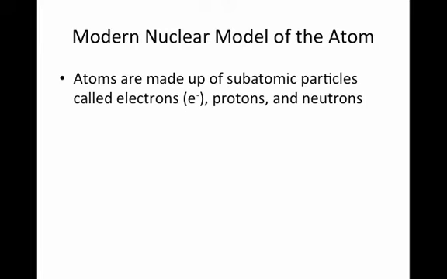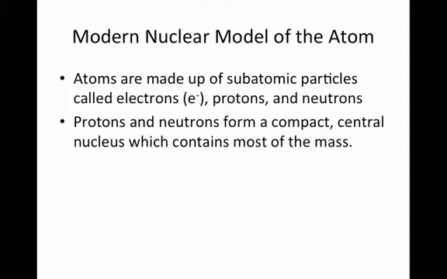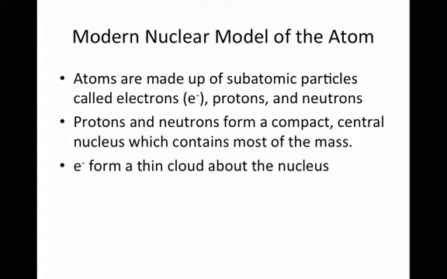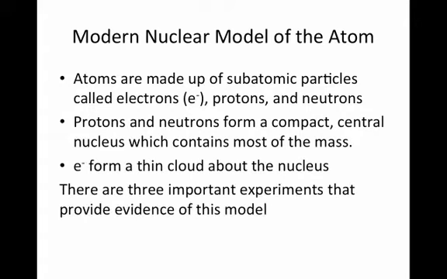I'm going to tell you about the modern nuclear model of the atom. Now, you know most of these aspects of what an atom looks like already, I'm sure. But just to review quickly, you probably know that atoms are made up of subatomic, smaller than atom particles called electrons. We'll use the symbol E minus for that, protons and neutrons. The protons and neutrons form a compact central nucleus that contains most of the mass. The electrons, on the other hand, form a thin cloud around that nucleus.